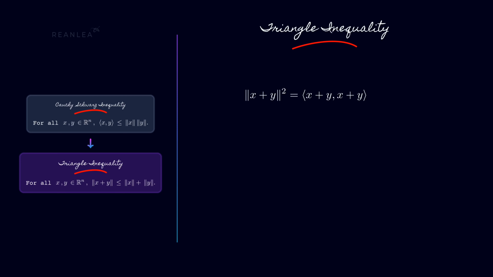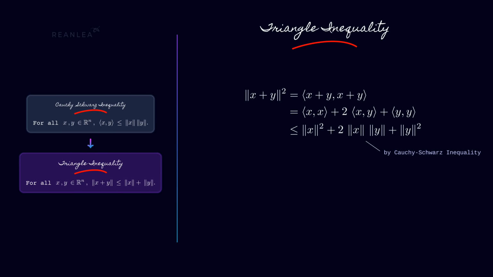Now using the symmetry and bilinearity, we get the inner product of x with itself plus 2 times the inner product of x and y plus the inner product of y with itself. And using the Cauchy-Schwarz inequality, this is less than or equal to norm x square plus 2 times norm x norm y plus norm y square. That is, norm x plus norm y, whole square, which implies our required result: norm of x plus y is less than or equal to norm x plus norm y.